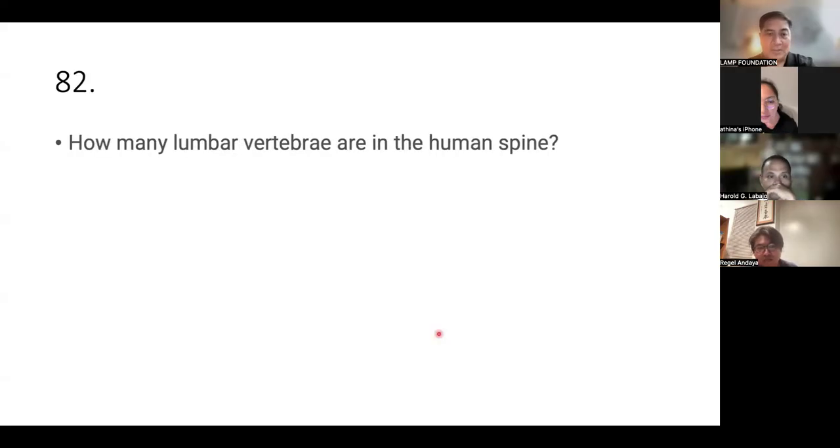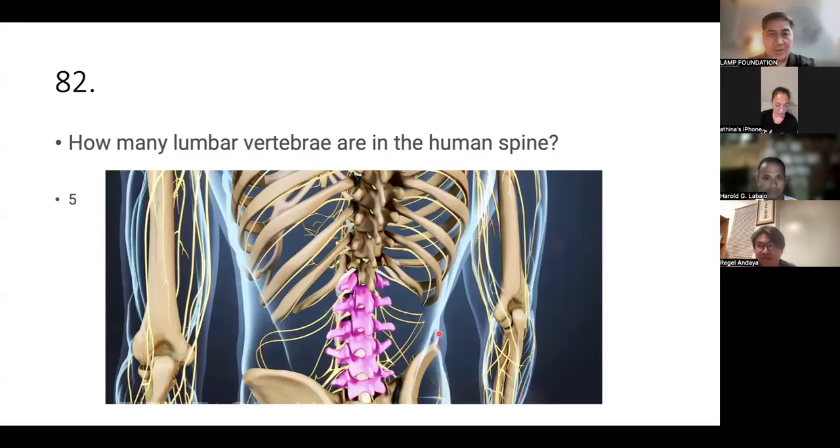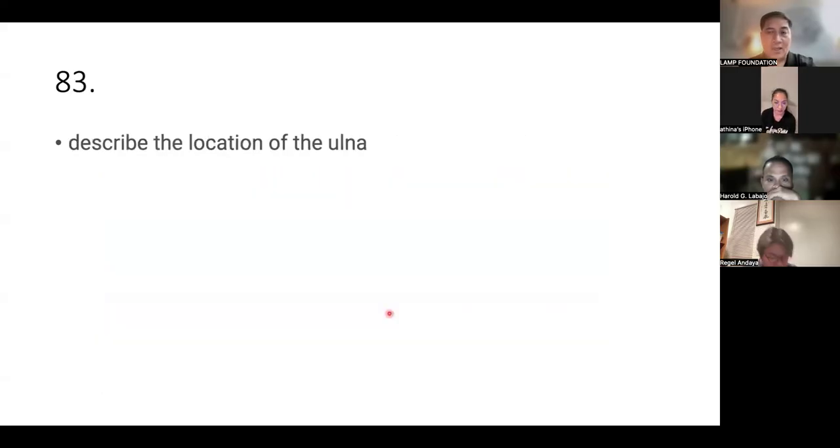How many lumbar vertebrae are in the human spine? There are 5 lumbar vertebrae. These are your lumbar vertebrae, plural for vertebra. Okay? So 1, 2, 3, 4, 5. This is the spinous process, and that is very important when you locate points. So we locate the points in between or below the spinous process. Okay? Describe the location of the ulna.